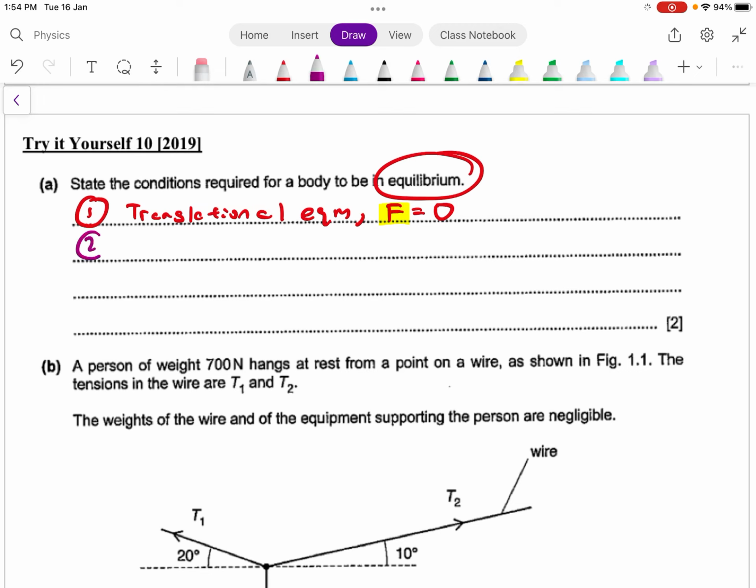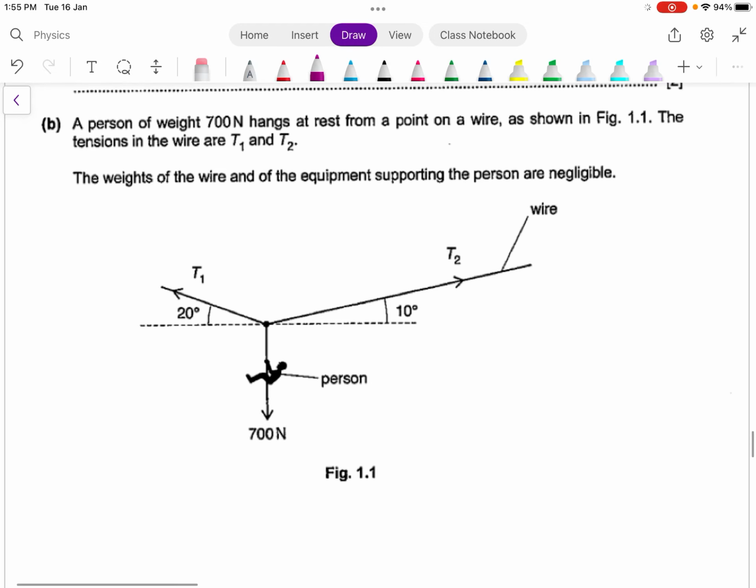Then for the second one, rotational equilibrium, the clockwise moment is equal to the anti-clockwise moment about a pivot at any point. So these are the two conditions. Okay, for part B, let's go to part B first.